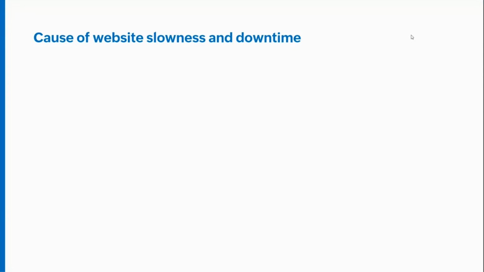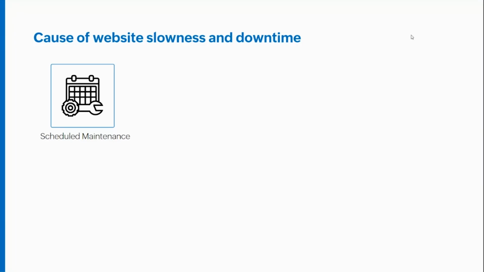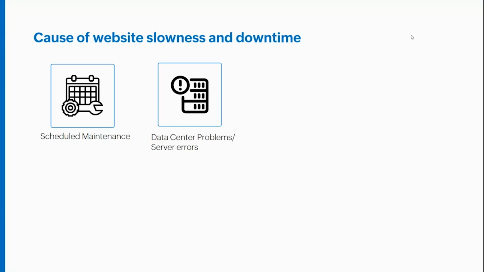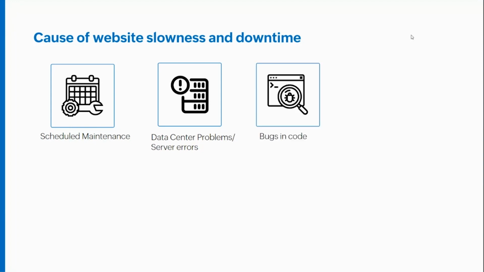Frequent downtimes and slowness can make your site lose credibility among loyal customers, as well as create a bad first impression for your first-time visitors. Let's look at some of the causes behind website slowness and downtime. First up, we have scheduled maintenance, which is a temporary period for which the application or the web page is offline for updates, backup, and maintenance. We have data center problems and server errors, which means that the server is unable to connect with the web page. We have bugs in code, which can cause errors and cause the page to not load.